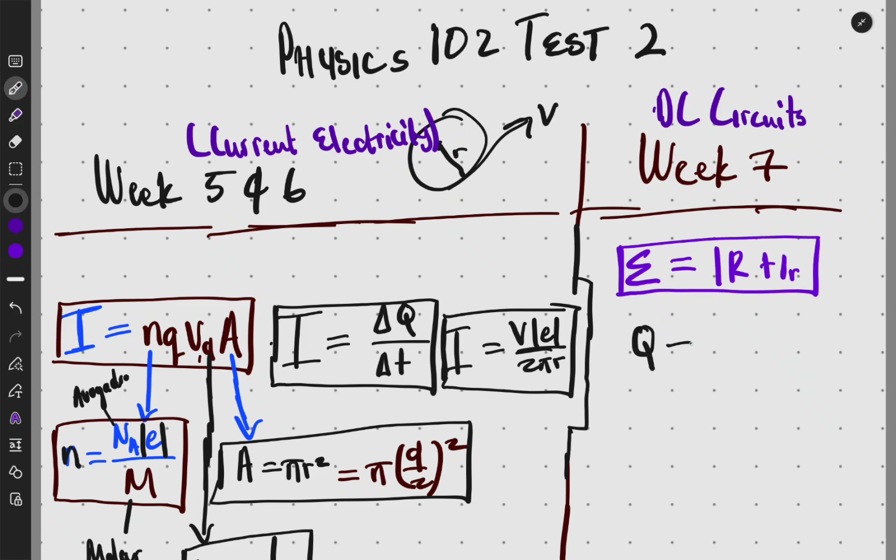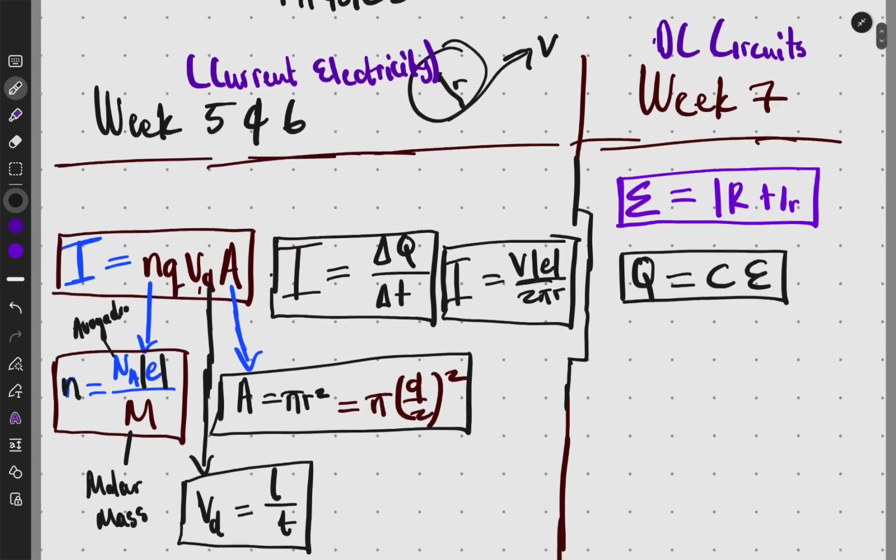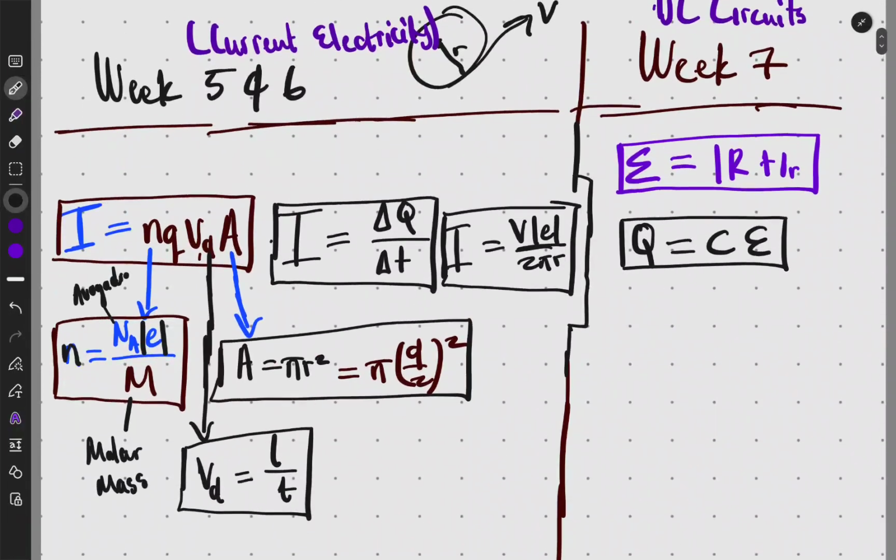Then we need the formula for maximum charge, which is going to be CE. This is going to be the formula for maximum charge of a capacitor. If you are asked to find the maximum charge and you're dealing with the capacitor, you're going to use this one.